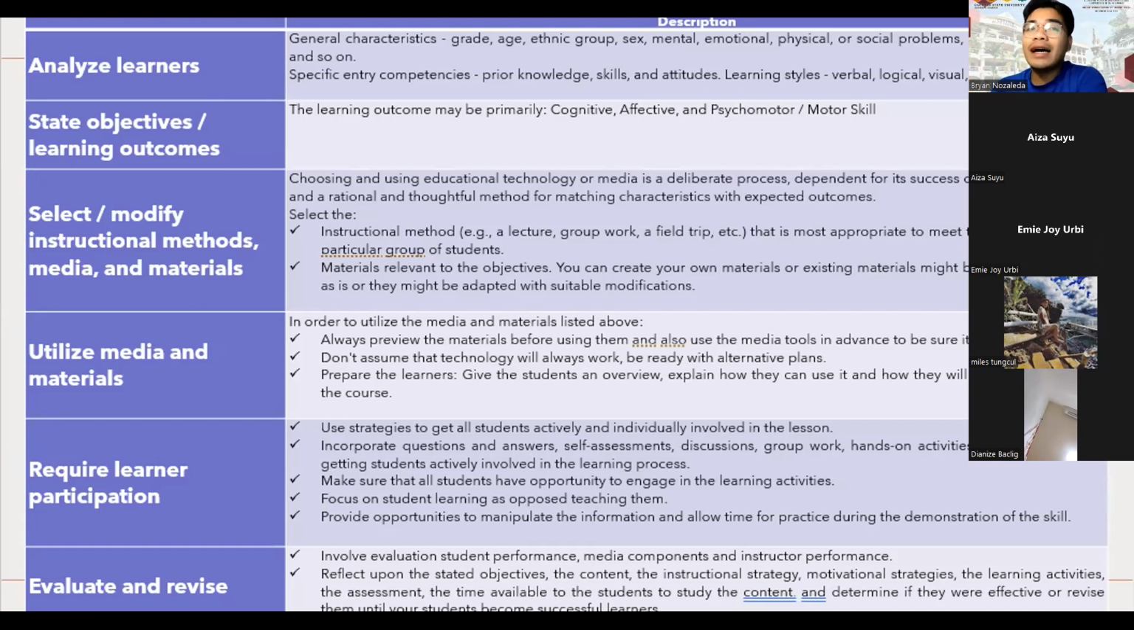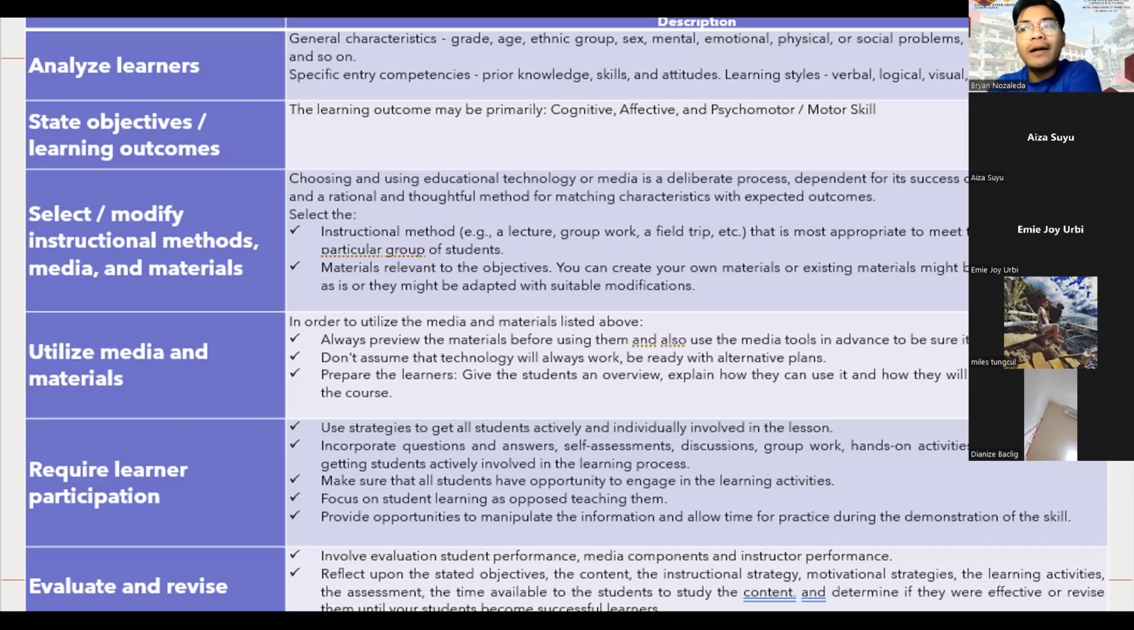So after utilizing the media and materials, you now require learners' participation. So in this case, you can use strategies to get all students actively and individually involved in the lesson, incorporate questions and answers, make sure that all students have the opportunity to engage in learning activities, and provide opportunities to manipulate the information and allow time for practice during the demonstration of the skill. Well, this is the part where Gagne's practice and feedback. Okay? So, pinapractice na ng mga estudyante kung ano yung content ng lesson mo, ginagawa nila, nagpa-problem solving sila. So long as the students are participating in your class.